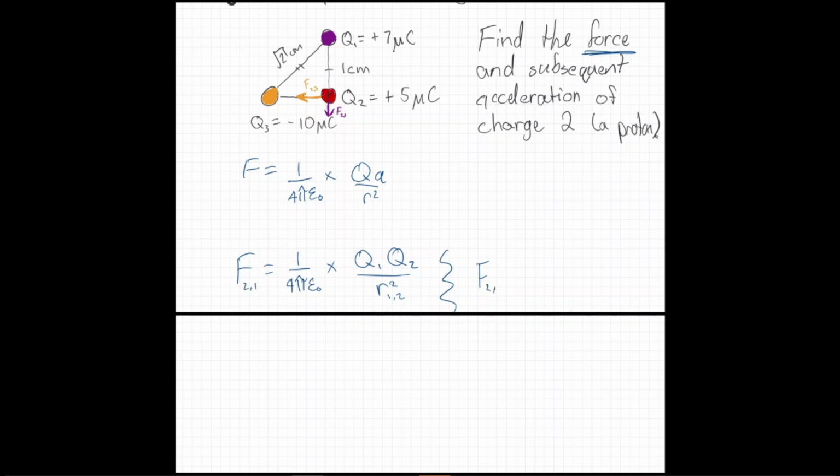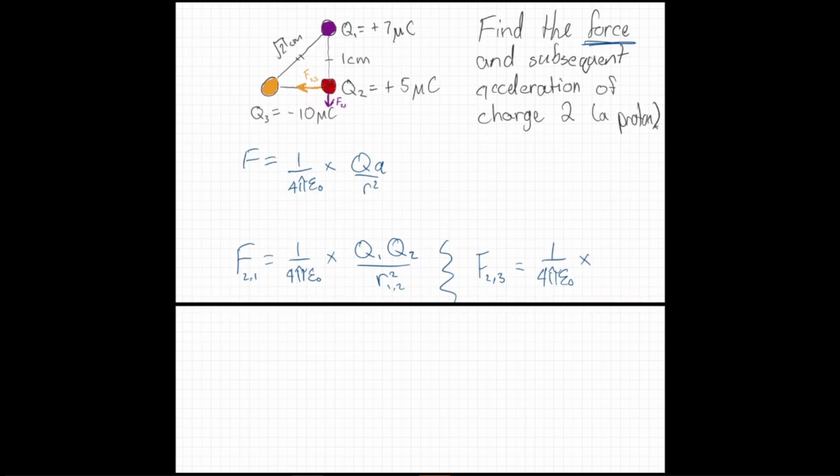Find the force of 2 from 3. 1 on 4 pi epsilon 0, Q3 on Q2, divided by r squared between 3 and 2.